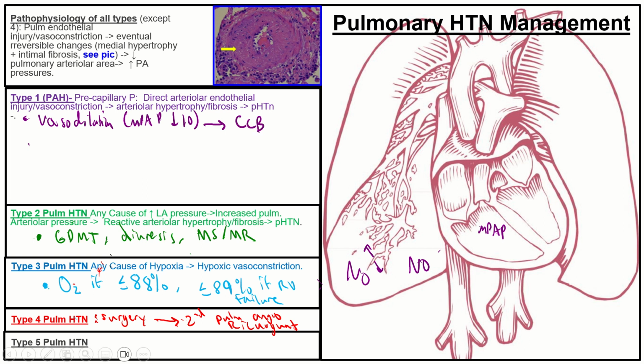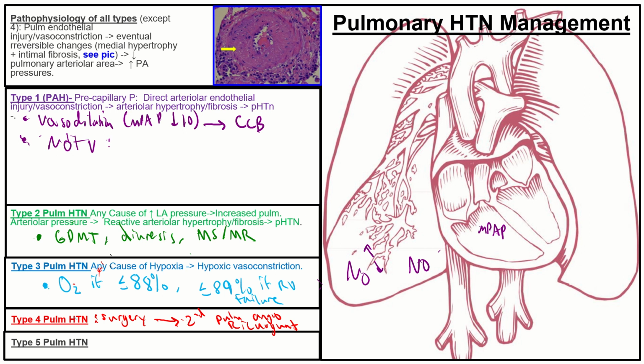Then these patients are vasoreactive, and you can do a calcium channel blocker. So that would be first line. Not everyone's going to be responsive to a calcium channel blocker, and even people who are responsive may become unresponsive over a period of time, but this is still our first go-to.